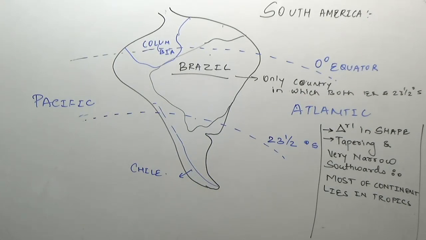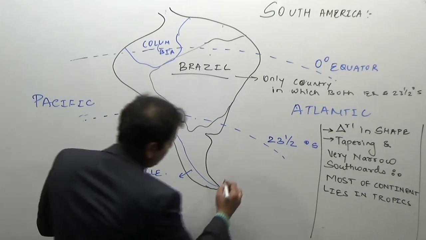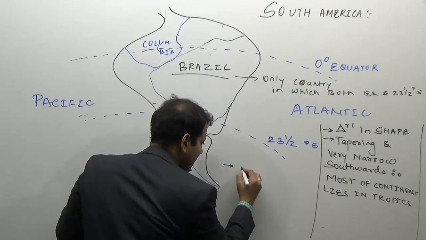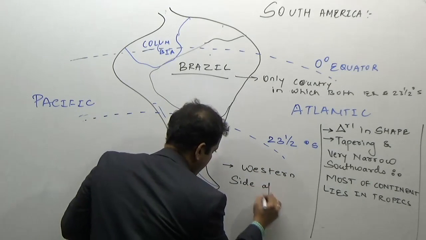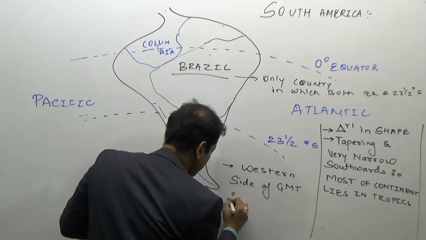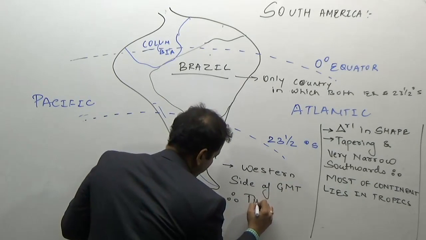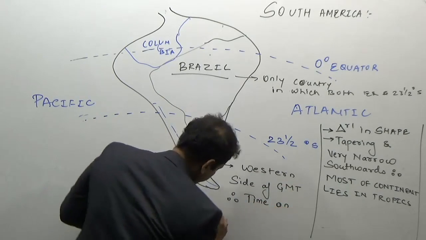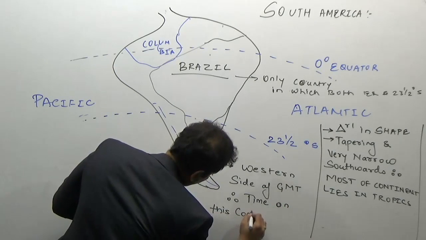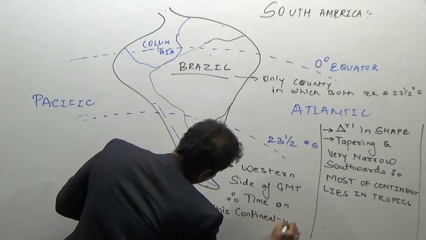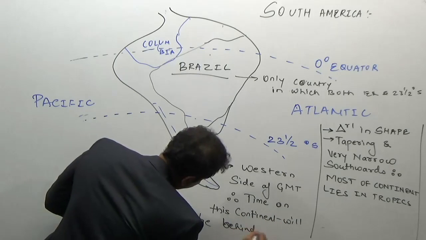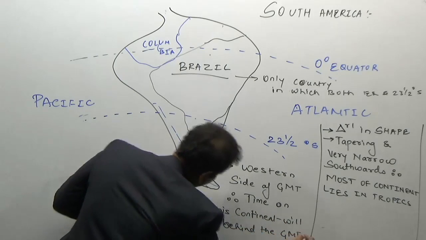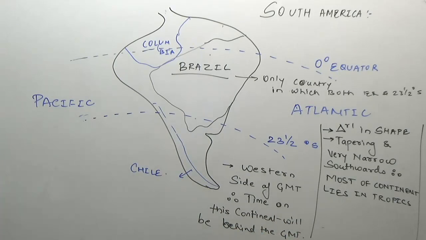Now, the majority of the continent lies on the western side of GMT, that is Greenwich Mean Time. Therefore, the time on this continent will be behind the GMT, or behind the world time, behind the Greenwich Mean Time.